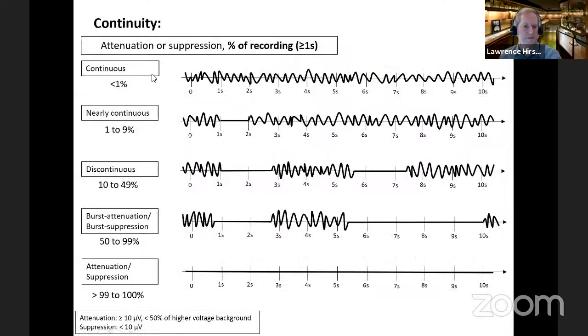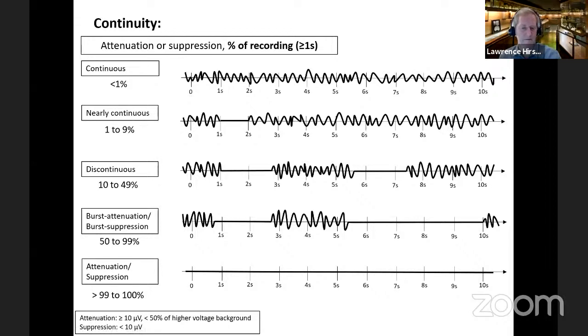Continuity, this is how this one is defined. So it goes from continuous to completely suppressed. Nearly continuous means 1 to 9% of the background is in this suppressed or attenuated state. The only difference between attenuation or suppression is the amplitude, and we use 10 microvolts as the cutoff. And for all of these background cutoffs, that is in a bipolar montage, not necessarily longitudinal, using standard 10-20 electrodes.